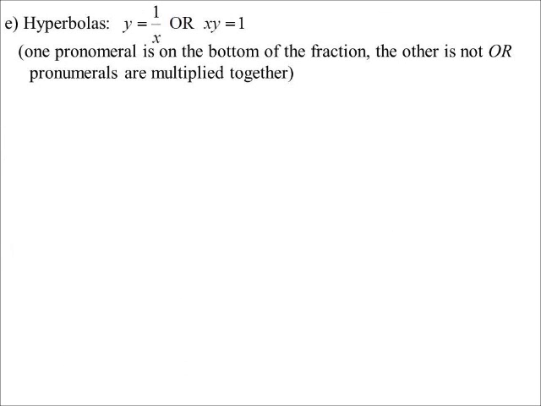Hyperbolas. So the basic one that we first see, of course, is ones like y equals 1 on x, or x times y is equal to 1. So what are we looking for? You see a pronumeral in the bottom of the fraction, you've probably got some sort of hyperbolic function there, some sort of asymptote happening. Or if you see pronumerals multiplied together, that sort of thing.